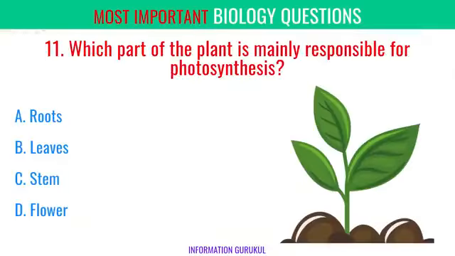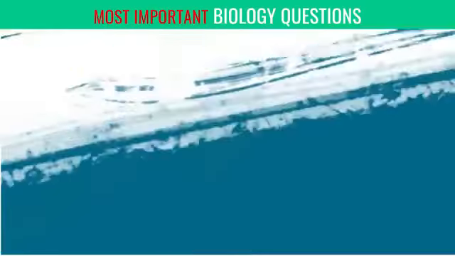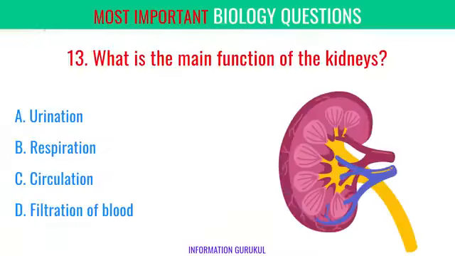Which part of the plant is mainly responsible for photosynthesis? Leaves. What is the normal pH level of human blood? 7.4. What is the main function of the kidneys? Filtration of blood.